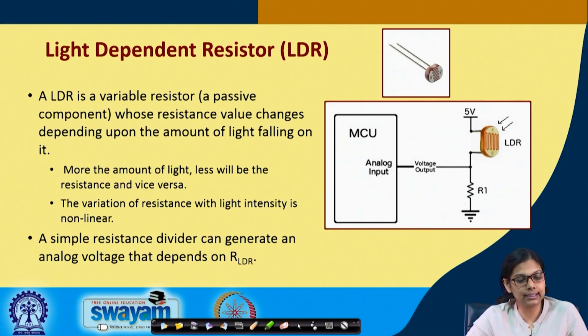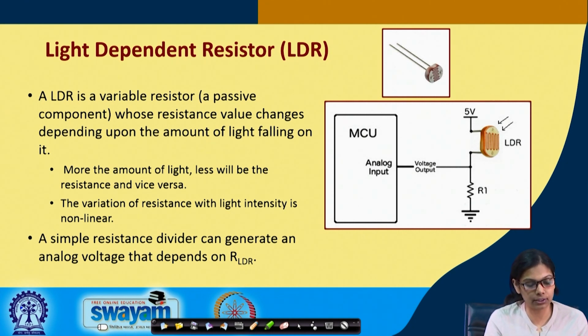Firstly, what is a light dependent resistor? It is a variable resistor, a passive component, whose resistance value changes depending upon the amount of light falling on it. The more light, the less the resistance, and vice versa. If more light falls on the device, its resistance decreases, and if less light falls on it, that means if it is dark, the resistance value will be high.